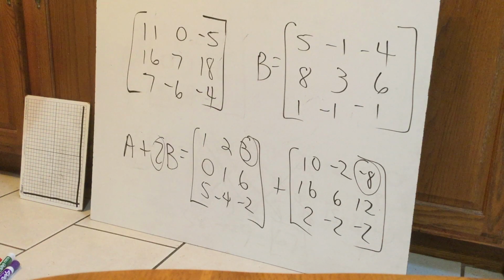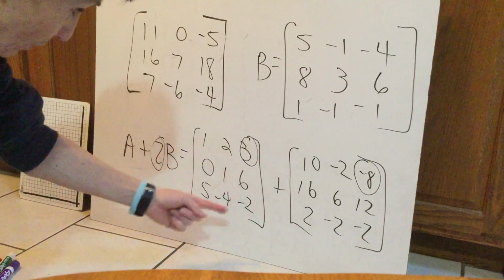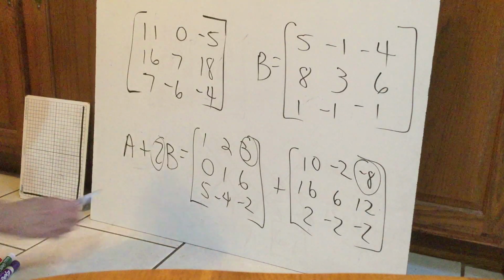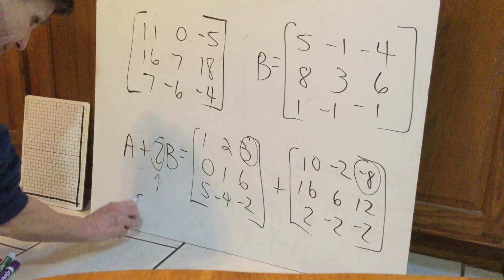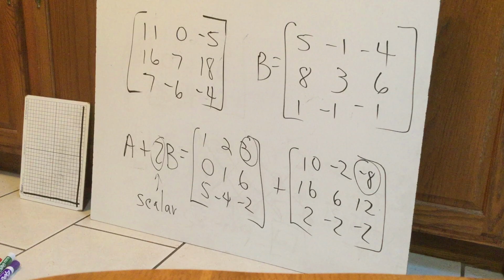Two things to remember about that. In order to add or subtract, remember you have to have the same size matrices. So these are both 3 by 3s, 3 rows, 3 columns, so that I can add. And second, this 2 right here in matrix land is called a scalar. So that's one of our vocabulary words that you are required to know. That guy is called a scalar. He is just a real number functioning as a coefficient that we distribute through matrix B.